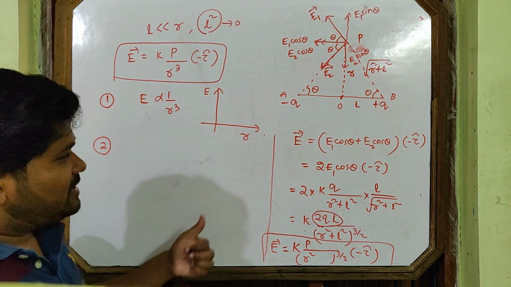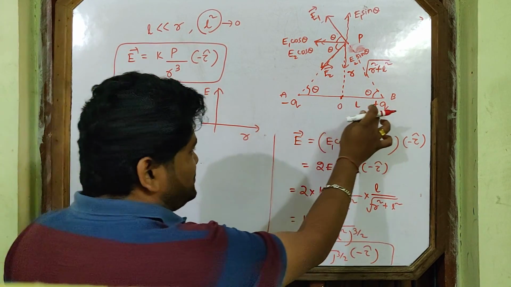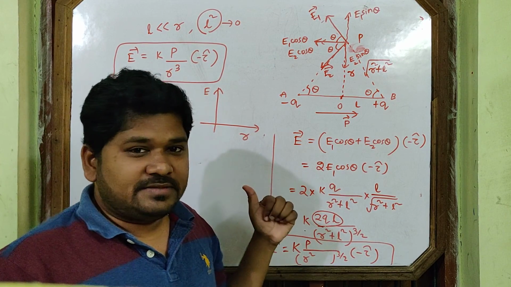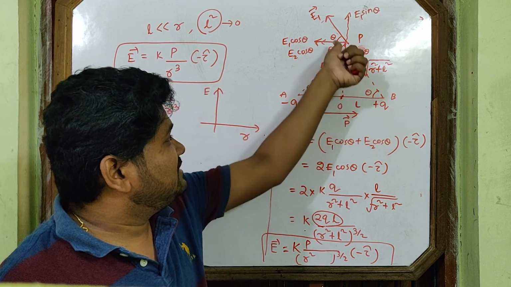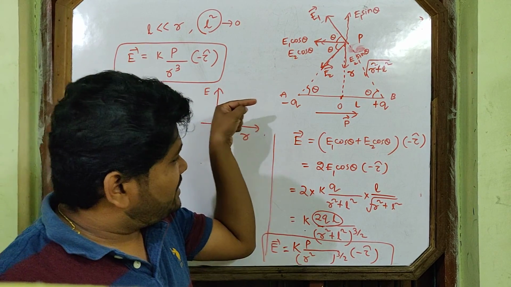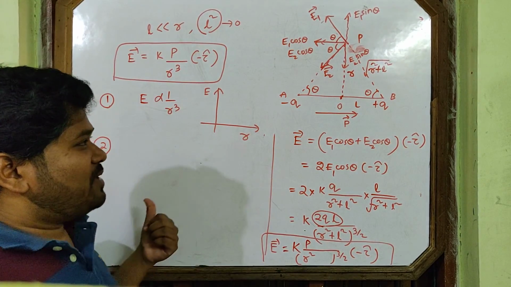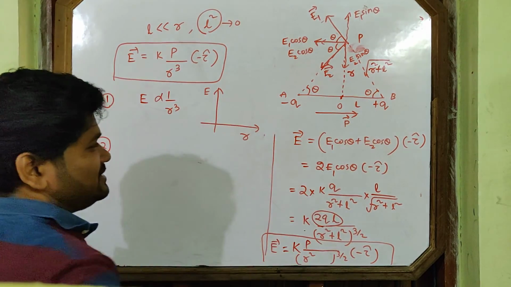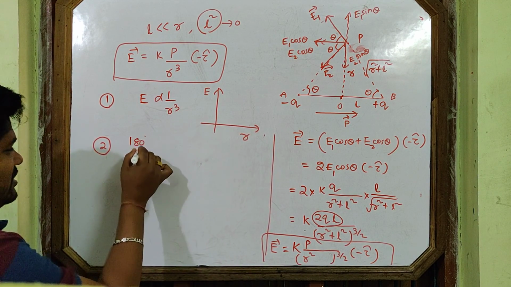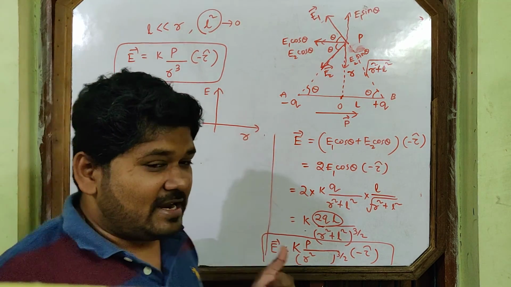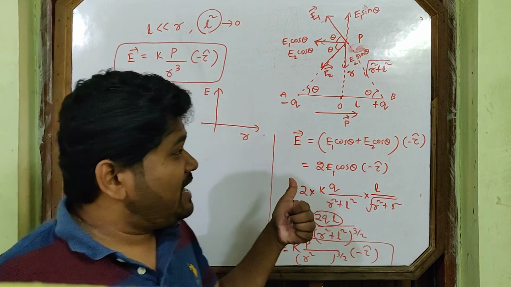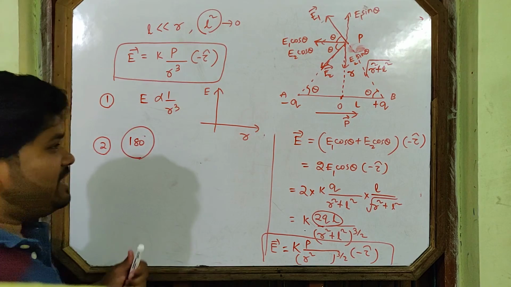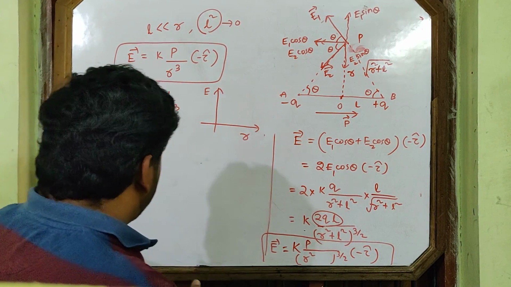Now you see here the dipole moment direction is from minus q to plus q. The dipole moment is along the positive x-axis. But where is the resultant intensity? It is along minus i cap. The dipole moment is plus i cap, intensity is minus i cap. So what is the angle between them? The angle between them is 180 degrees. A question will come in the exam to find the angle between the dipole moment and the electric intensity at any point on the equatorial line. So this is 180 degrees.